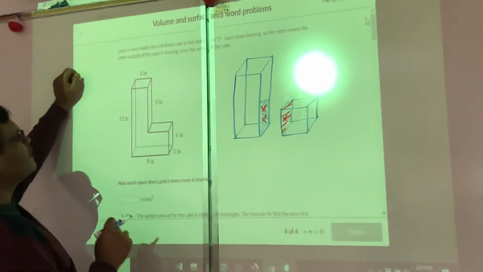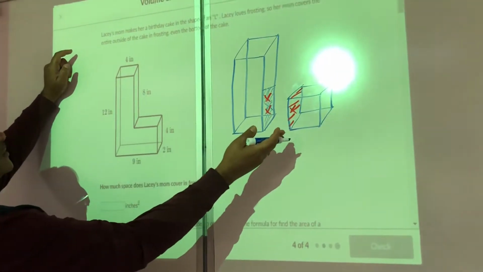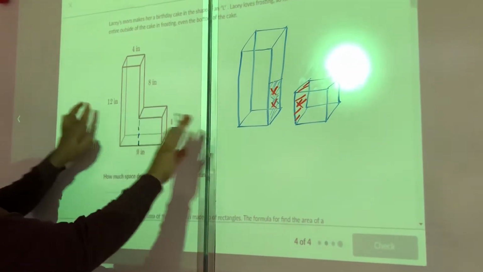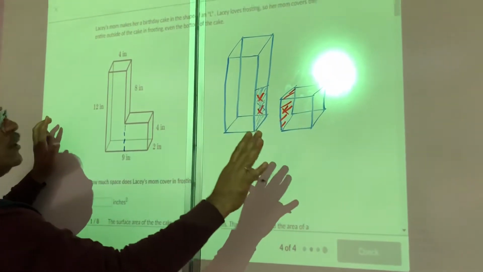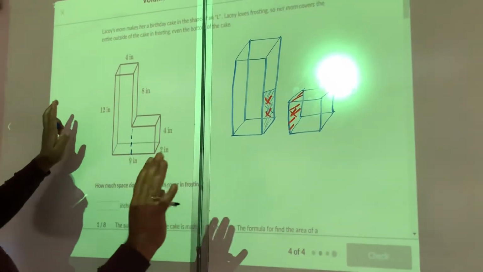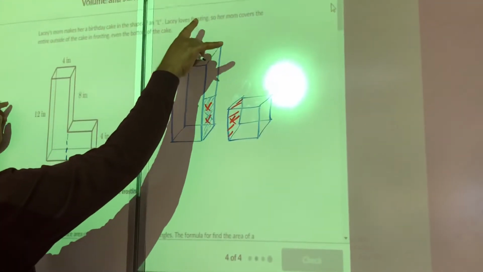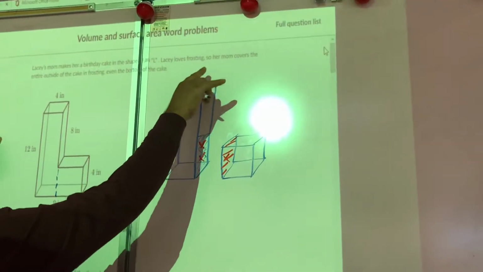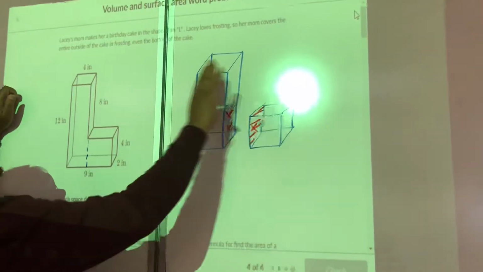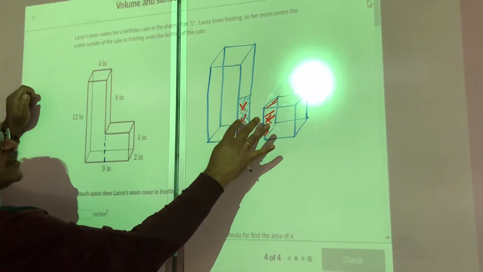So what I'm doing here is I'm trying to break this L-shaped cake into two pieces like this. So I'm just breaking here, and I want to separate it so that these red portions we are not going to count and we are not going to frost them, right? So now we need to find the total surface area because Lacey loves frosting, so her mom covers the entire outside of the cake. So I want to find the surface area of the entire outside except the red regions, okay?